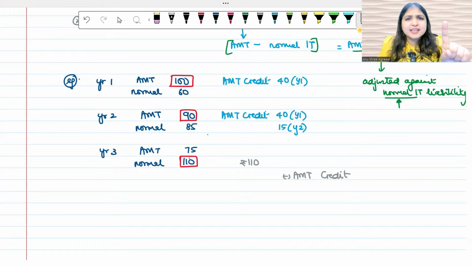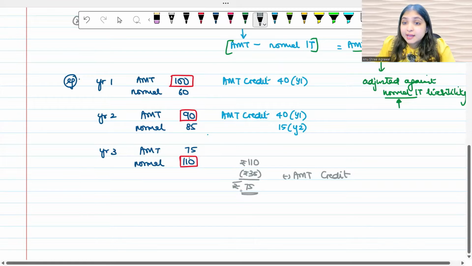Government is saying, listen, assessee, come what may, minimum to minimum, you have to pay 75. So maximum, how much can we adjust? Maximum, we can adjust only the gap between these two numbers. That is, in this case, maximum, I can adjust only 35 rupees of AMT credit. I have to pay 75 rupees.